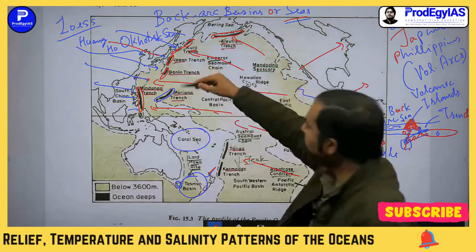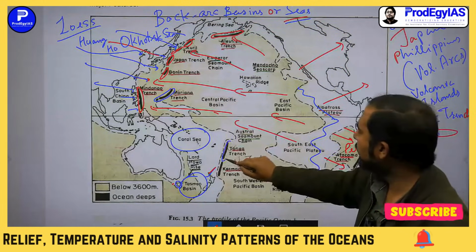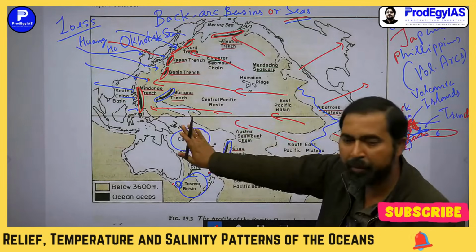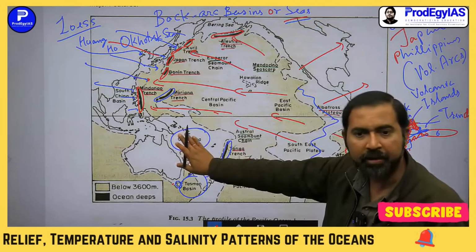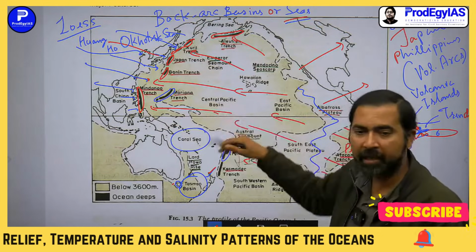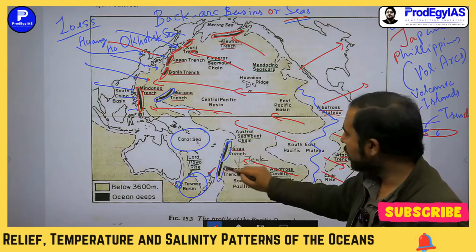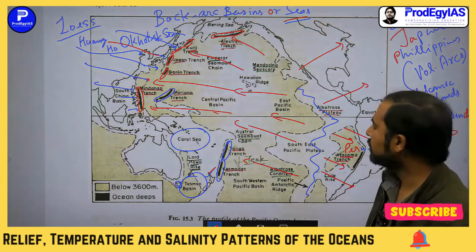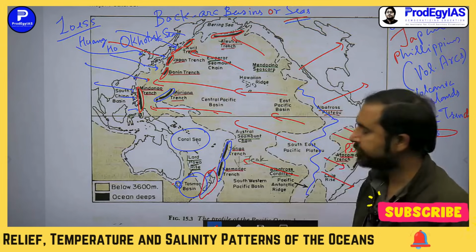Means the series of trenches is continuous. This is also a trench, Tonga Trench, and this is the back arc basin of Tonga Trench. Like here, all these seas are like a back arc basin. Okay. This is Kermadec Trench. Here, this is New Zealand Islands.